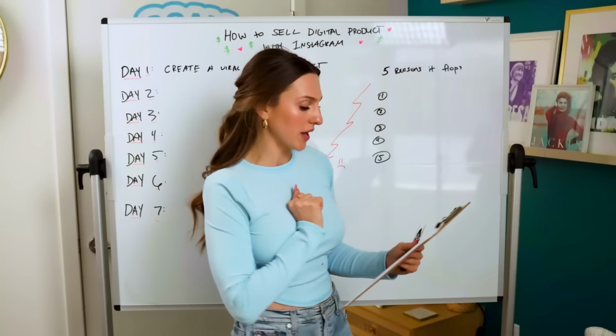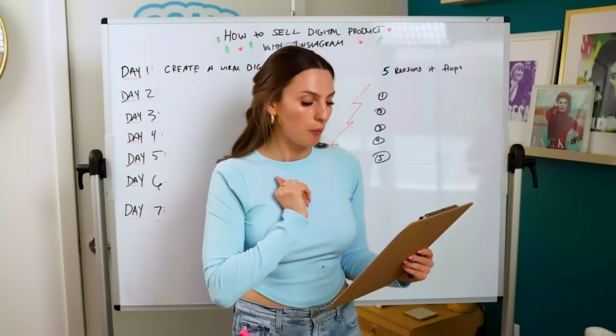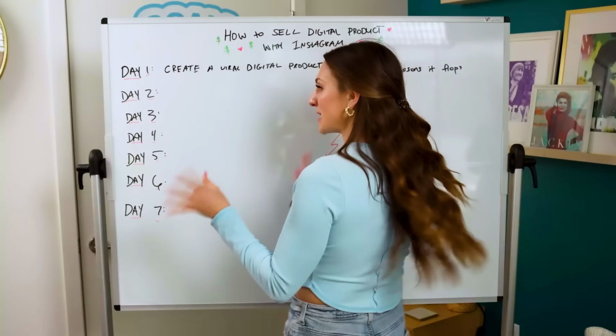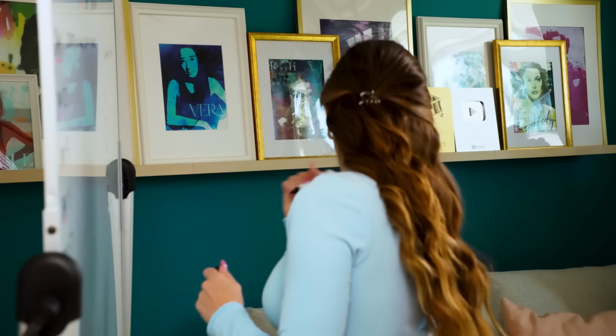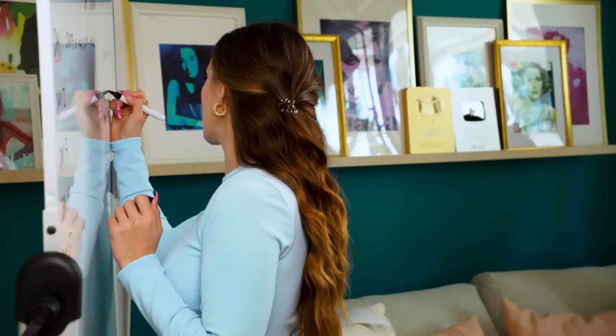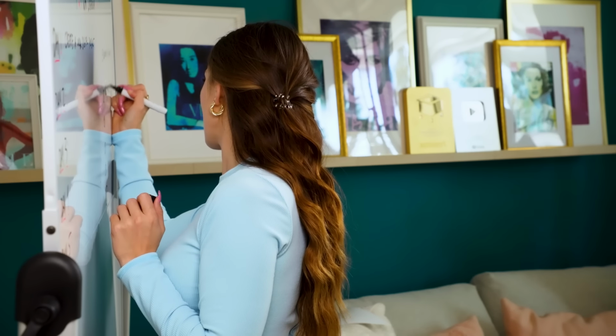Okay, finally, we have the 5 reasons most digital products flop. Basically, think of this as your lifeline to make sure your digital product doesn't do any of this, so you don't have a flop. Because there's nothing worse than doing all of this and then it flops and you're just like, oh my God, this was so much work for nothing. So 1, too generic or broad. This is the worst one.